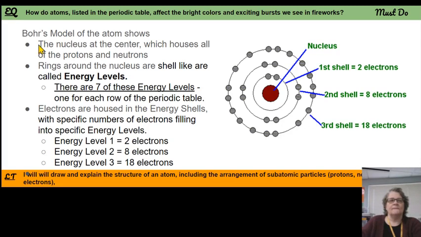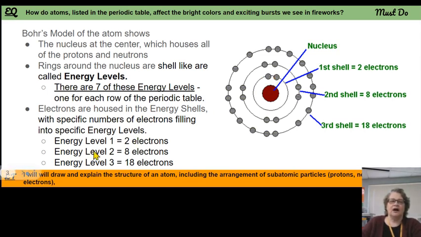Okay, so Bohr's model of the atom shows the nucleus at the center, which houses all of the protons and neutrons. The rings around the nucleus are shell-like and are called energy levels. There are 7 of these energy levels, 1 for each row of the periodic table. Electrons are housed in the energy shells with specific numbers of electrons filling into specific energy levels. So, for example, energy level 1 has 2 electrons. It can't have any more than that. It has to have 1 or 2 electrons.